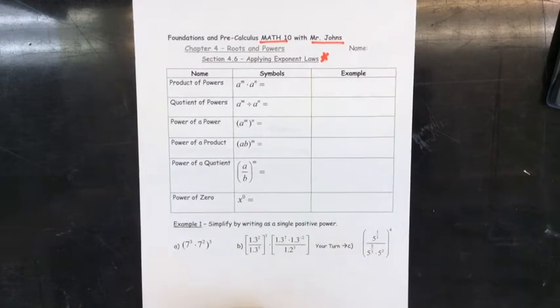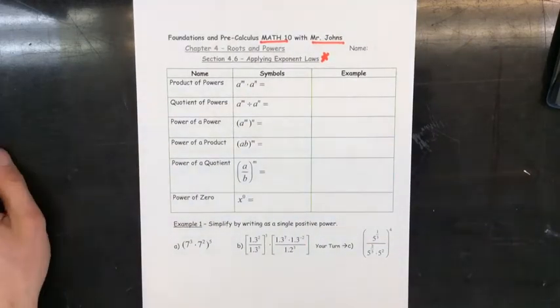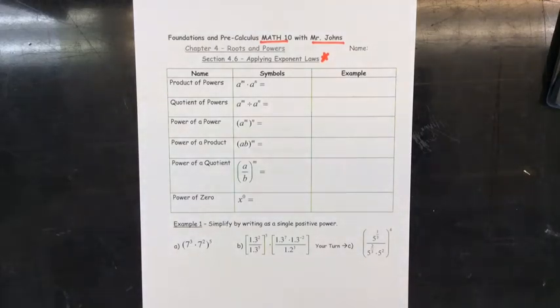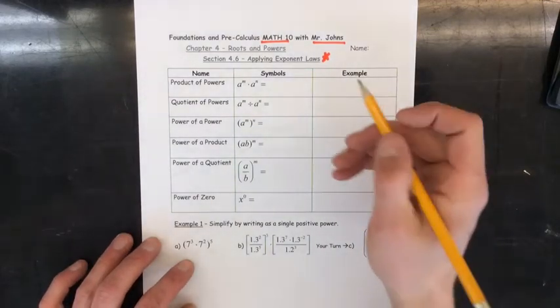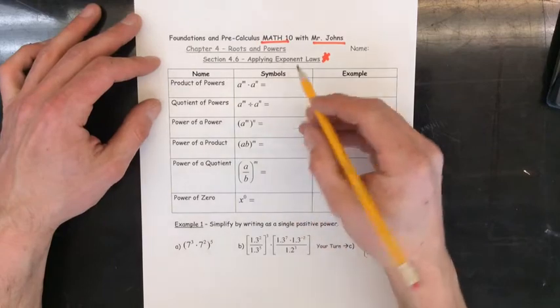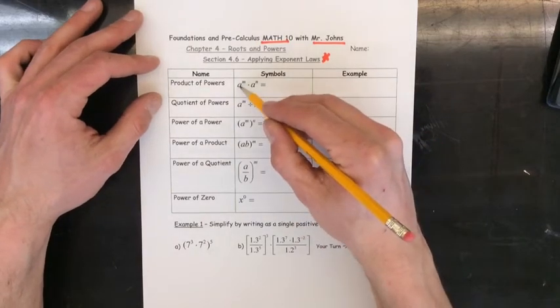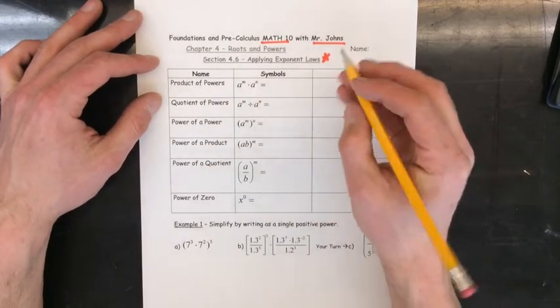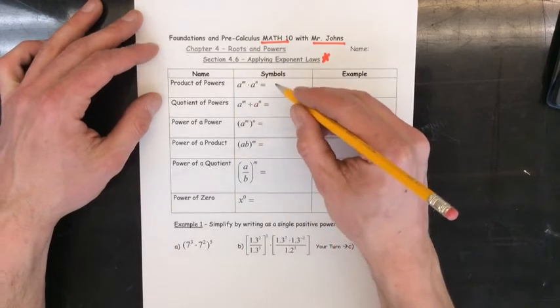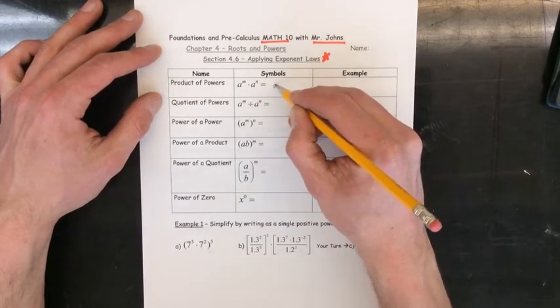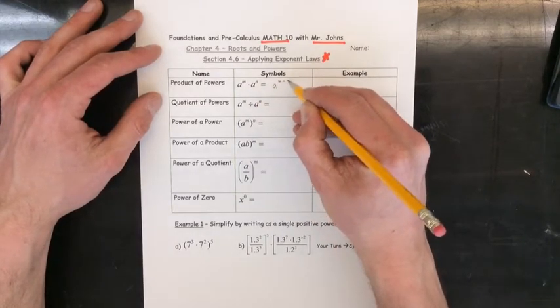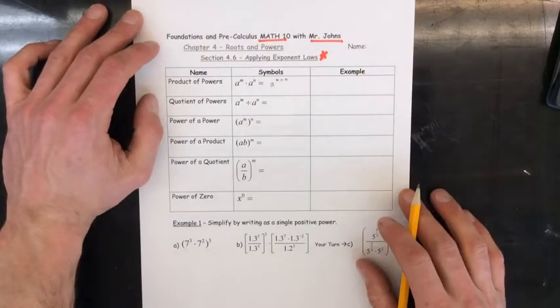So there's all these special exponent laws that we use, and I made a chart here just to summarize them. I'll go through it, and then we'll use them to do a few examples. There's what's called the product of powers. So we have a to the m times a to the n. And notice it's the same base, a. And in this case, we add our exponents.